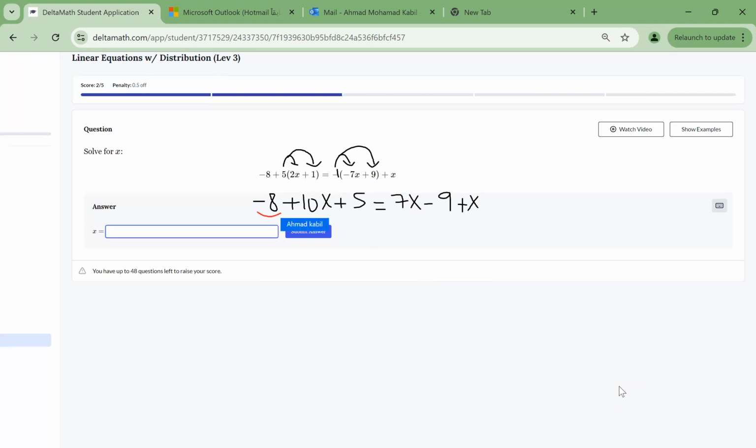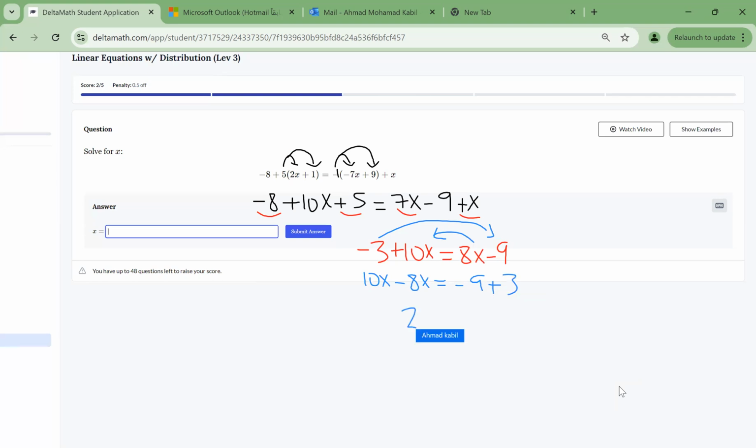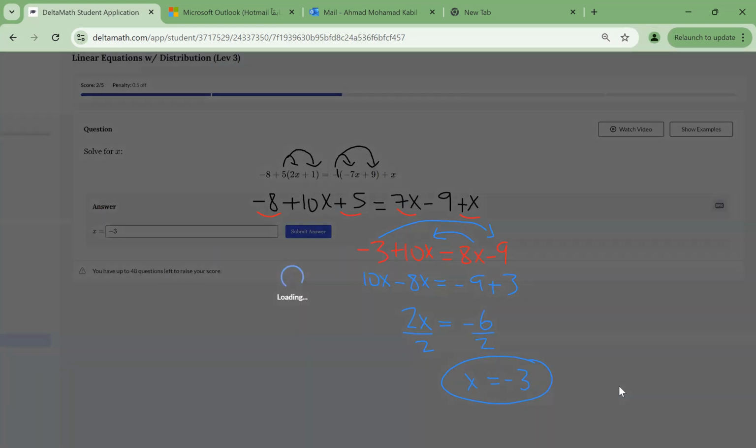So negative 8 plus 5 is negative 3 plus 10x equals 7x plus x, that's 8x, minus 9. We take the 8x to the left, so 10x minus 8x equals, and then we take the negative 3 to the right, so we get negative 9 plus 3. So 2x equals negative 6. Divide by 2 on both sides. We have x equals negative 3 as a final answer. So negative 3 here is correct.